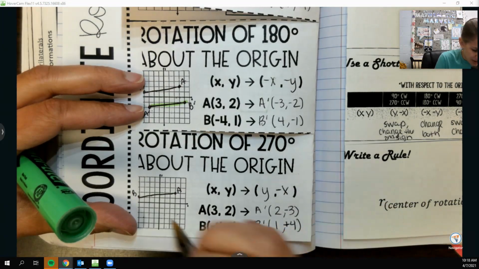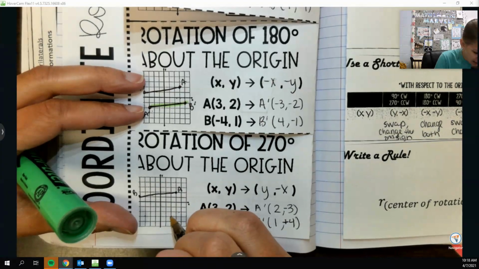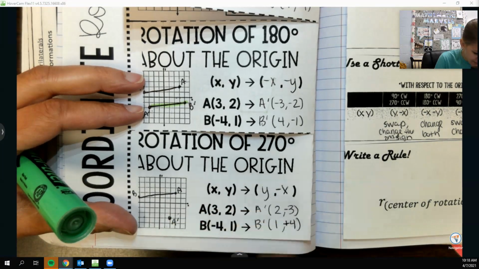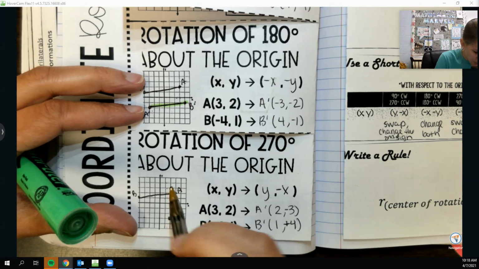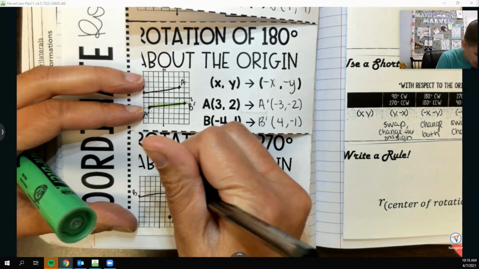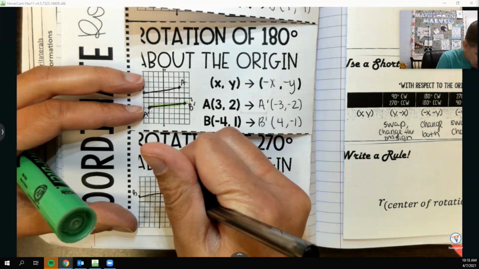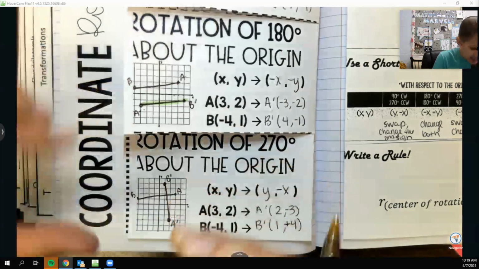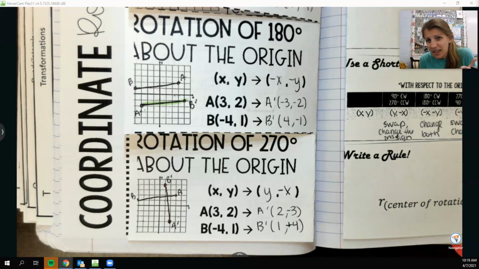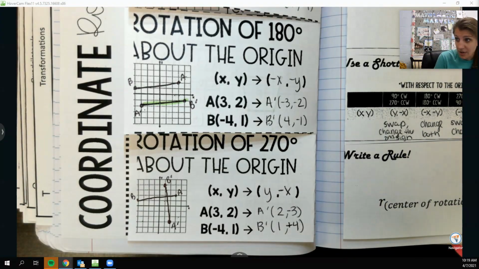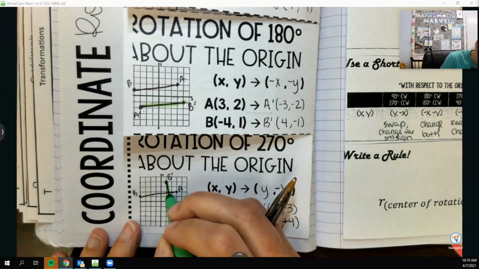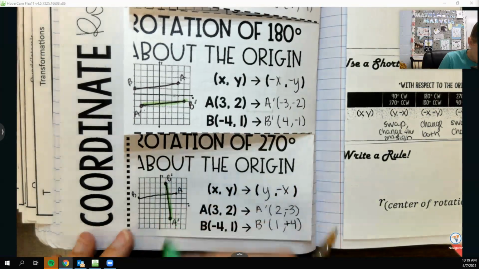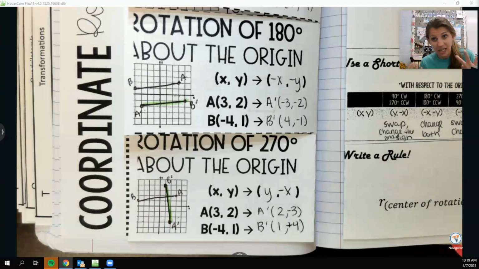So A prime is at 2, -3. Hooray. And B prime is at 1, 4. And again, when they cross each other, they make a 90 or a 270, depending on which way you're going, because a full circle is 360, so 90 one way is the same as 270 the other, because they add up to 360. So hopefully that kind of makes sense.